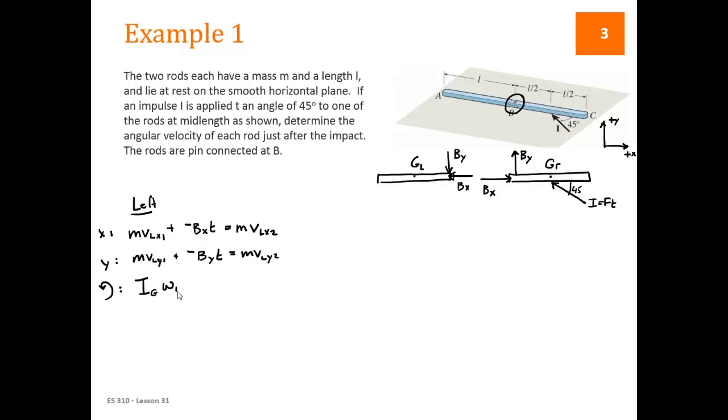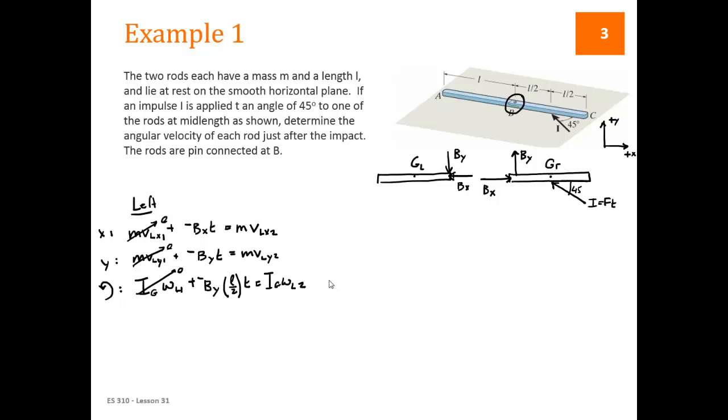In rotational, that's our positive rotation direction, we have a moment of inertia around G times omega left 1, plus the moment is going to be caused by By. Bx goes through the point, so By times L over 2, half the length, and that's a negative moment, times t, is equal to Ig omega left 2. Now the initials are all going to be 0 because it's starting at rest. So this is 0, this one is 0, and this one is 0.